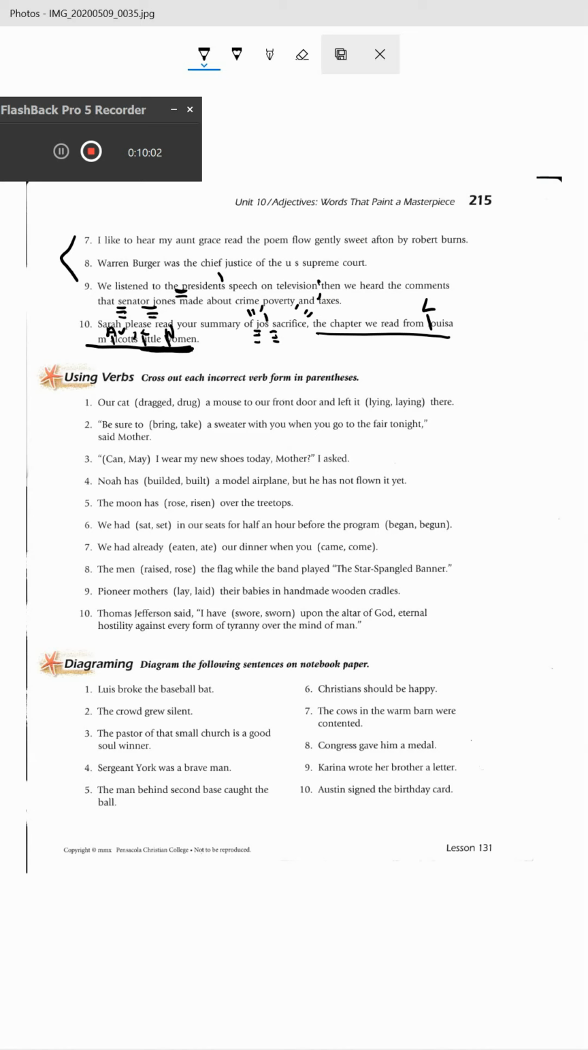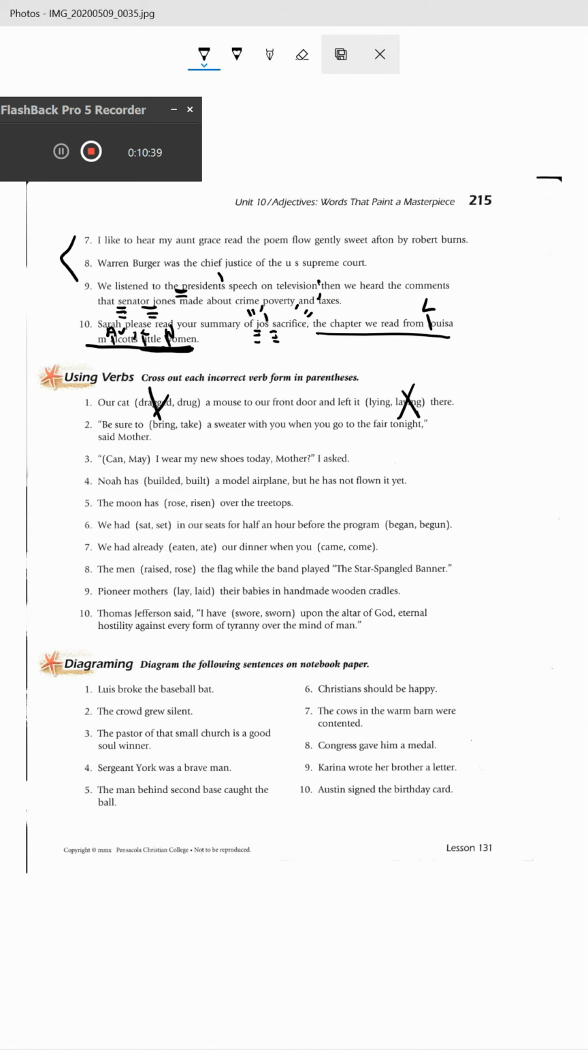All right, our cat drug a mouse to our front door. In fact, when you do, let me do this. I probably should have done this more and I didn't. Do 7, 8, and 9, and tomorrow when we get together, I'll go over those first with you, okay? Or the ones on the other side too. All the ones you do today, I'll go over tomorrow. How about that? Using verbs, cross out the incorrect verb form. Our cat drug a mouse to our front door and left it lying or laying, lying there.